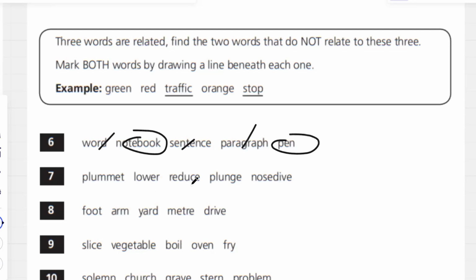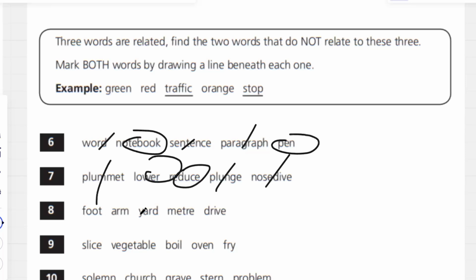Question number 7, plunge, nosedive, and plummet are all very severe words. For example, you can do all these things from a cliff into some water. You can plunge down, nosedive, plummet. But lower and reduce are much softer words for a negative turn.